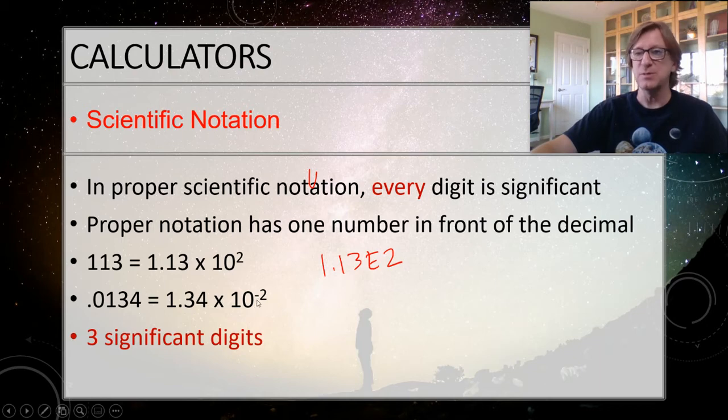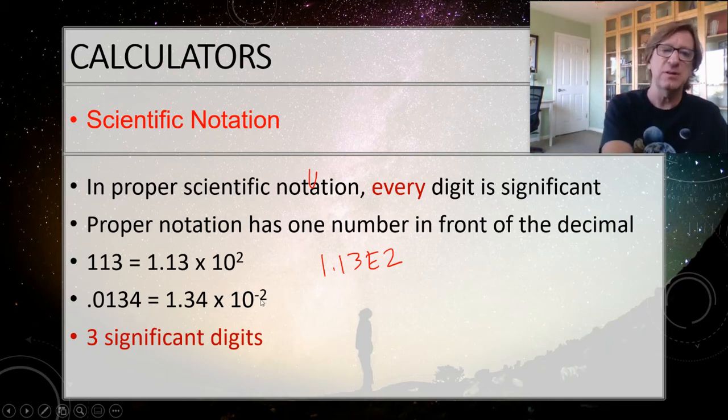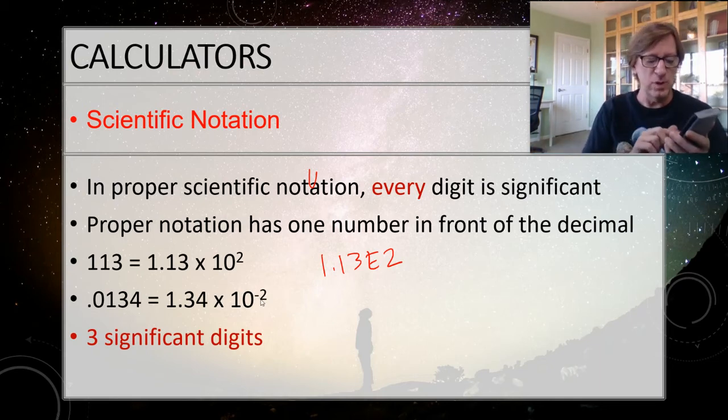All that means is the number is less than 1, move the decimal to the other direction. So again, I would start off with my decimal right here. I moved it 2 places to the left. So that's times 10 to the minus 2. And you would put this in on your calculator in the same way. It would be 1.13, and then you hit EE.